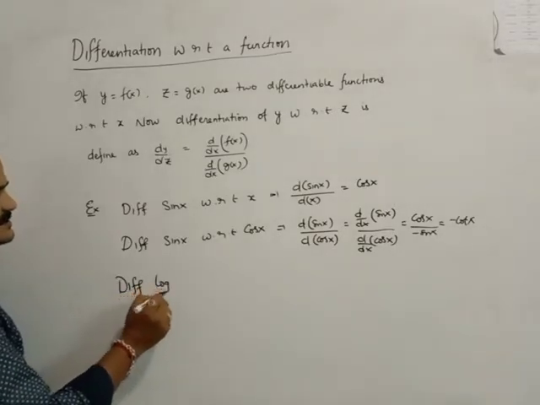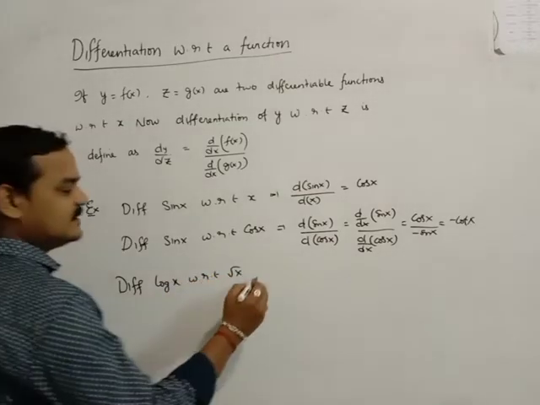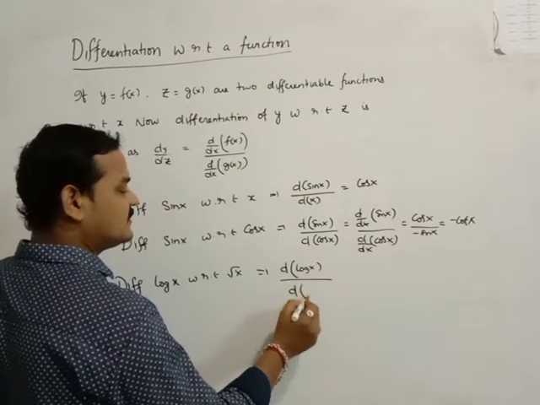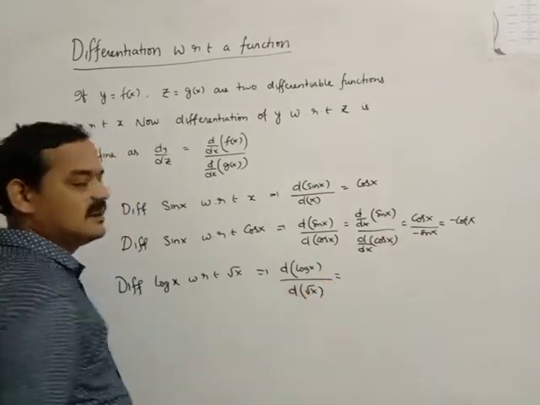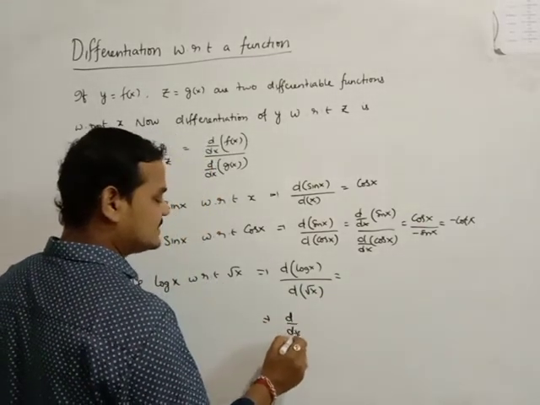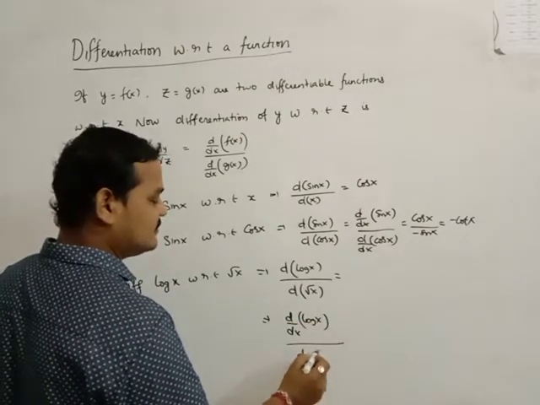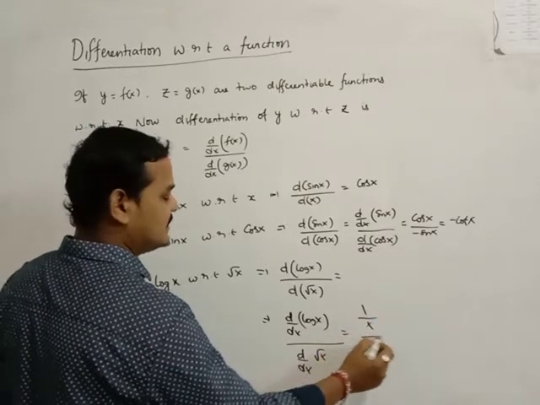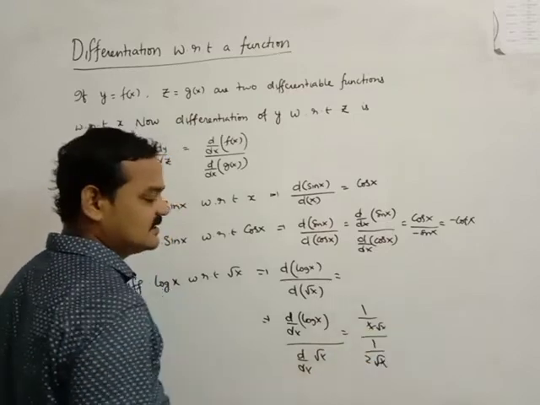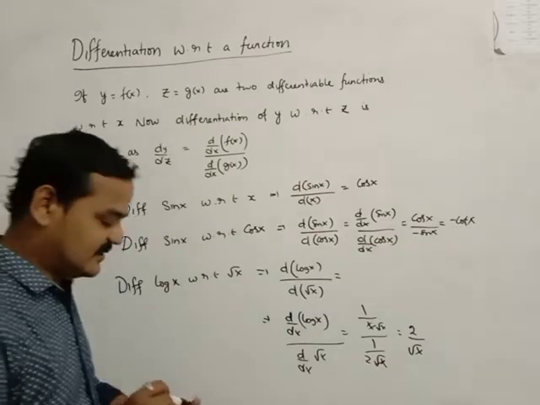Differentiation of log x with respect to root x. This means derivative of log x by derivative of root x, that is d by dx of log x by d by dx of root x. The derivative of log x is 1 by x, and of root x is 1 by 2 root x. Root x cancels, giving 2 by root x. This is the way.